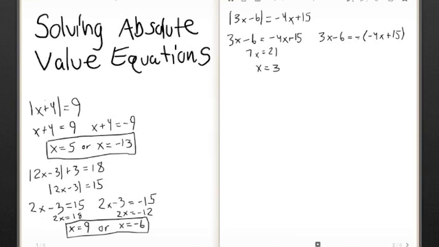Okay, let's distribute this negative over here so we can solve this a little more easily. Negative times negative 4x is positive 4x. Negative times 15 is negative 15. Negative x equals negative 9. We have a negative in front of both, so x equals 9. Okay, so now we have x equals 3, or x could be equal to 9, either one.